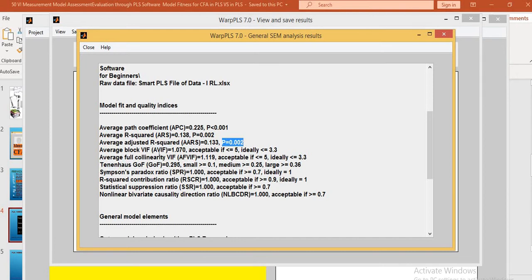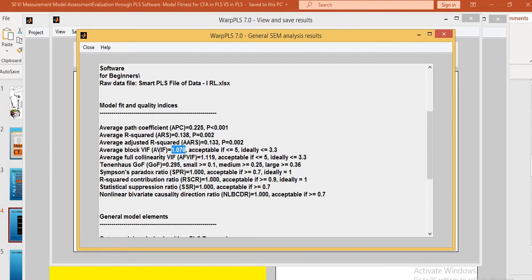Then average block VIF. The value of VIF will be acceptable if it is below or equal to 5. Ideally it should be below 3.3. In my case the actual value is 1.07, so it is acceptable. It is ideally acceptable for the model fitness.